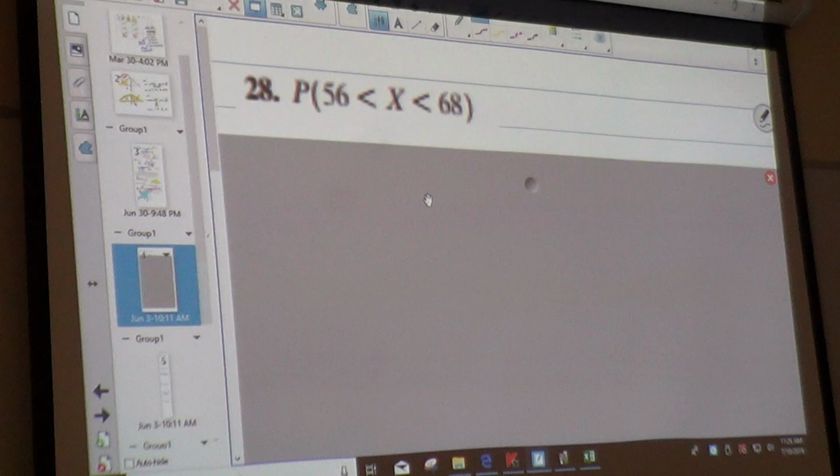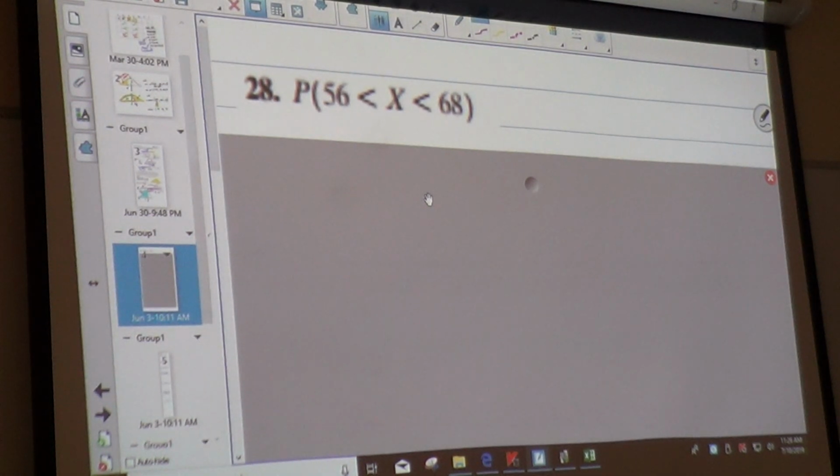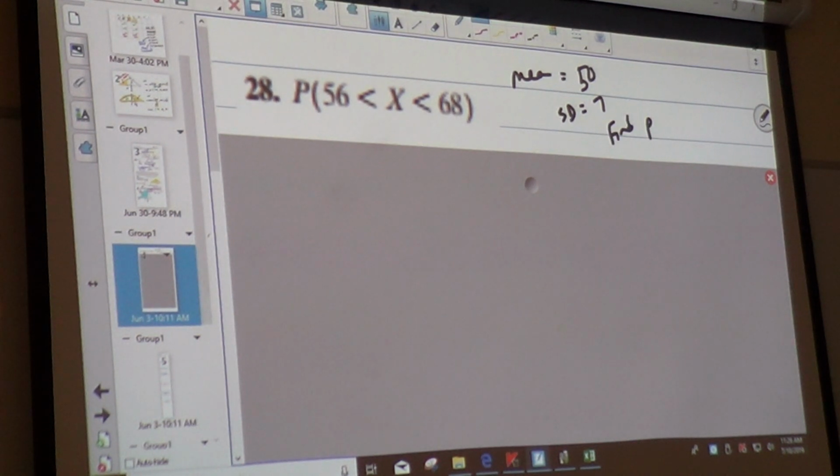We are using the same mean and the same standard deviation. Our mean is 50, our standard deviation is 7, and we are trying to find the probability. Which means we're trying to find the shade. The mean is 50, the standard deviation is 7. We are trying to find the probability.